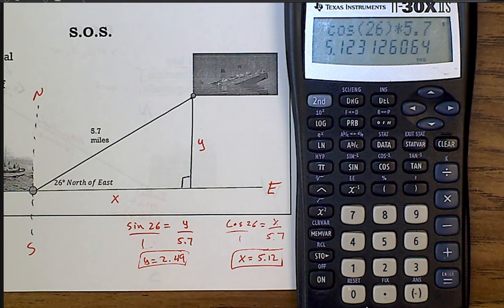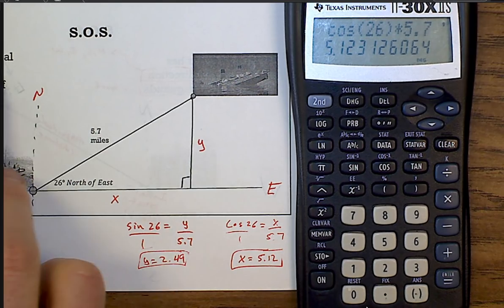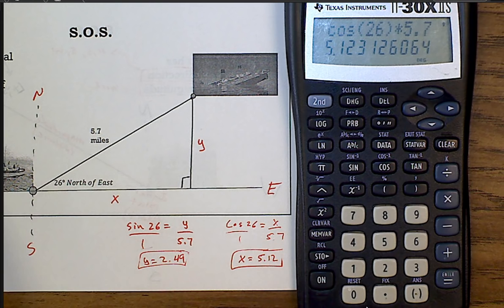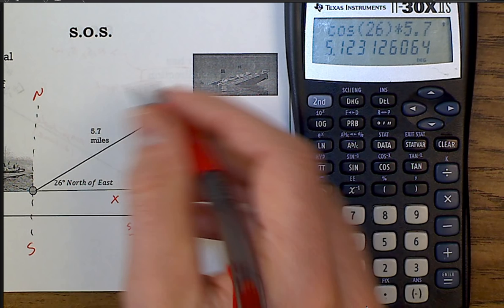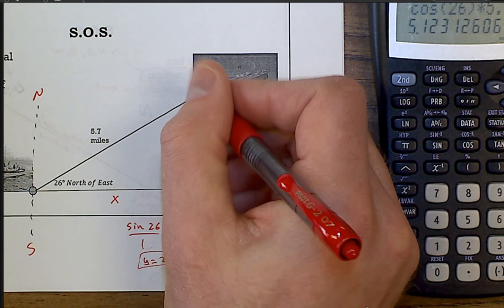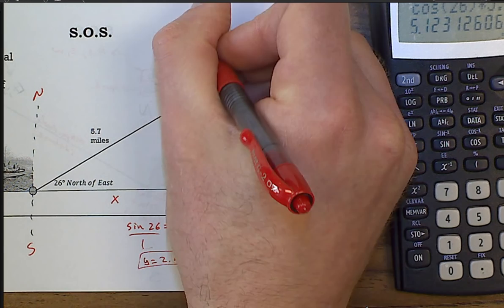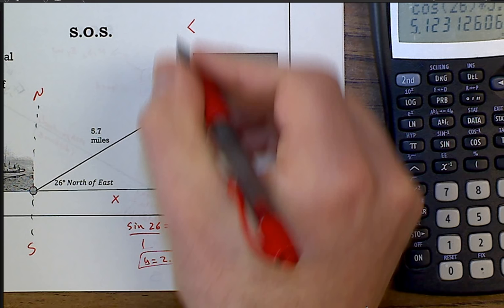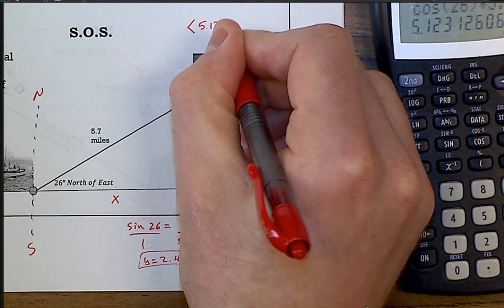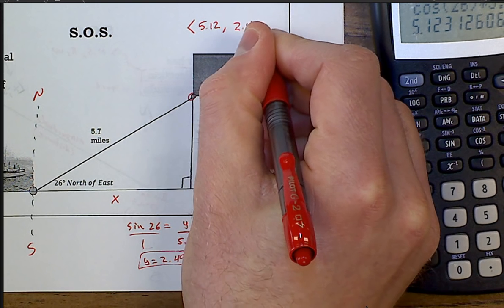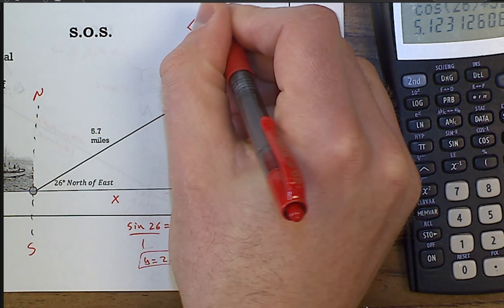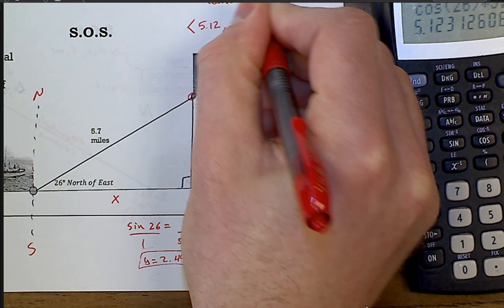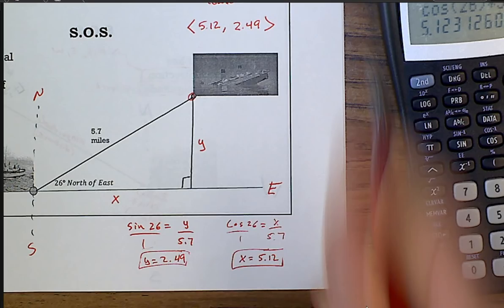Okay, so find the vertical and horizontal components of this vector. If I ask you to put this in component form, name this point, that would be your x is 5.12, comma, 2.49. That would be component form of your vector, okay? And that would be your answer.